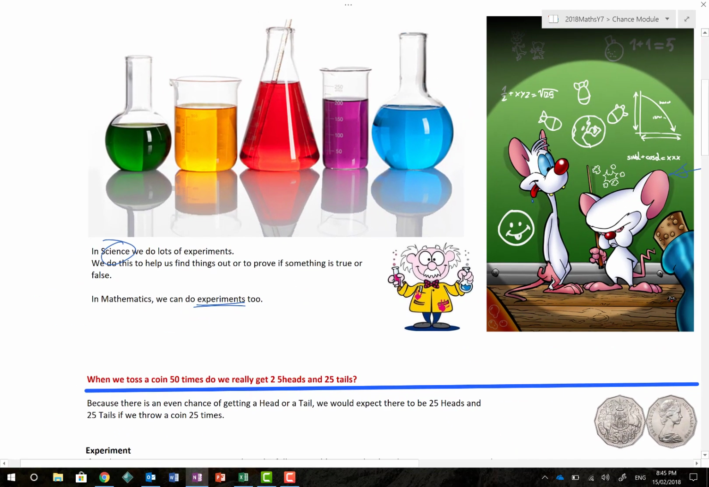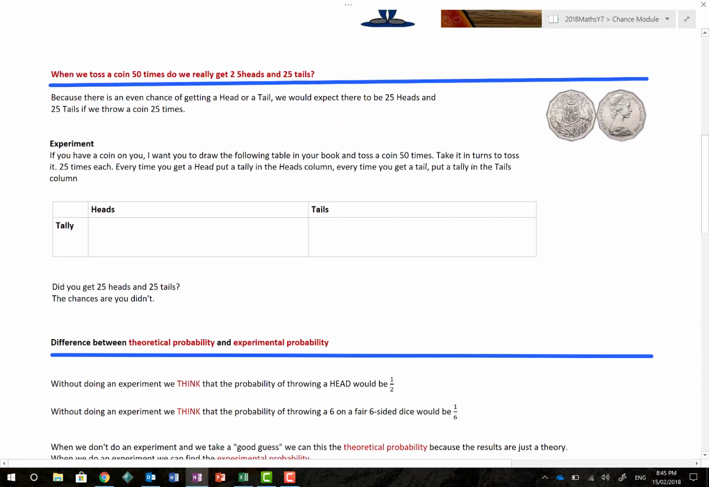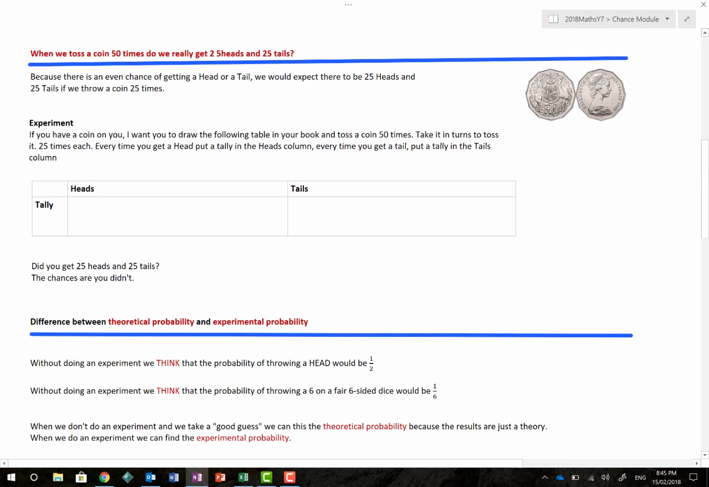Now, are you ready for that coin? I'm pretty sure this is the time we get the fun stuff to go. So if we were to throw a coin 50 times, wouldn't you expect to get 25 heads and 25 tails? I would, because we think that half the time we should get heads and half the time we should get tails. So with 50 tosses, we would expect 25 heads and 25 tails. But I'm not so sure that happens in real life.